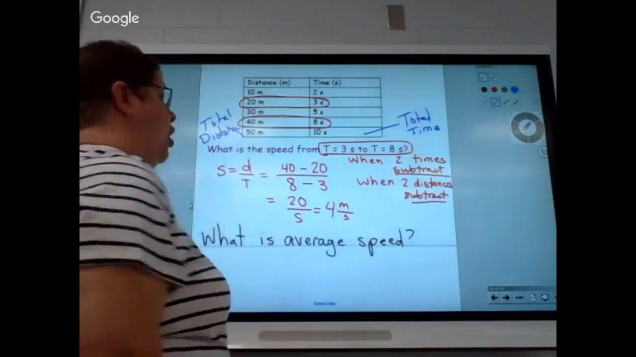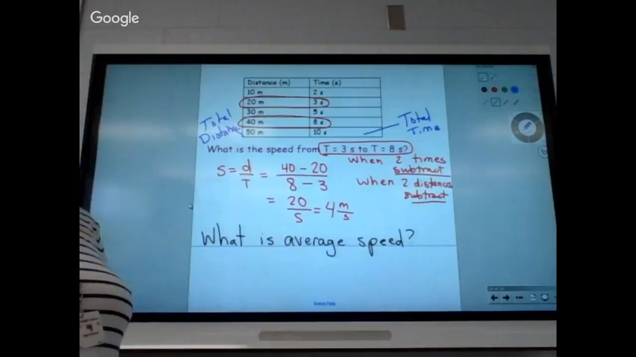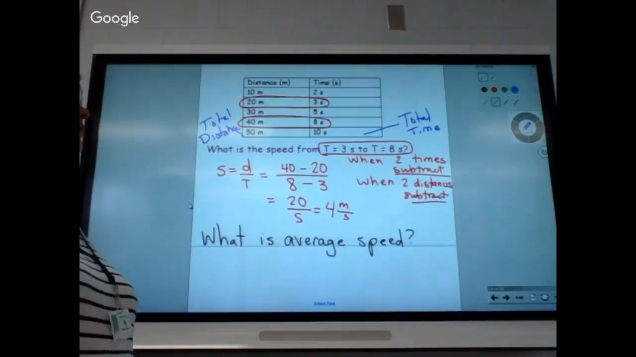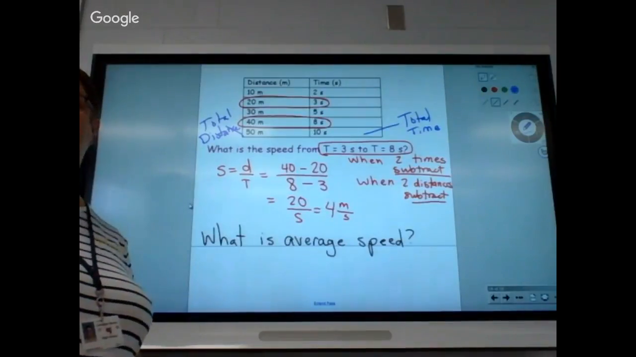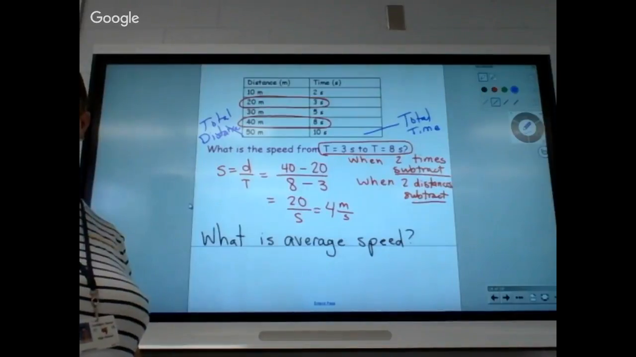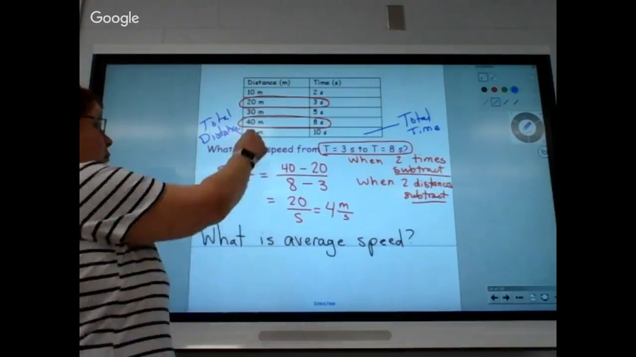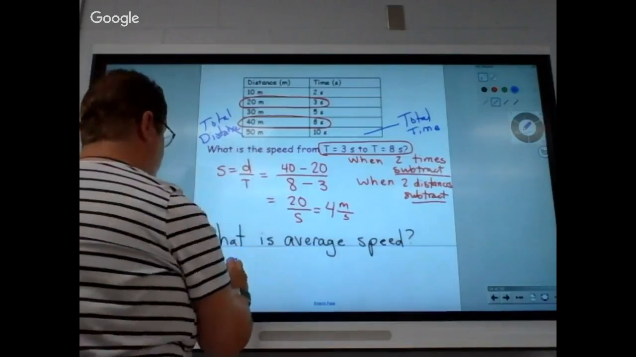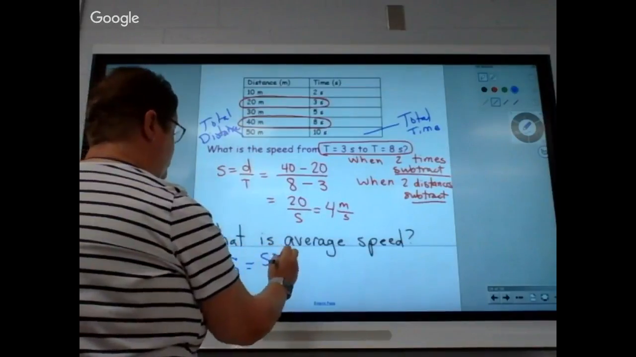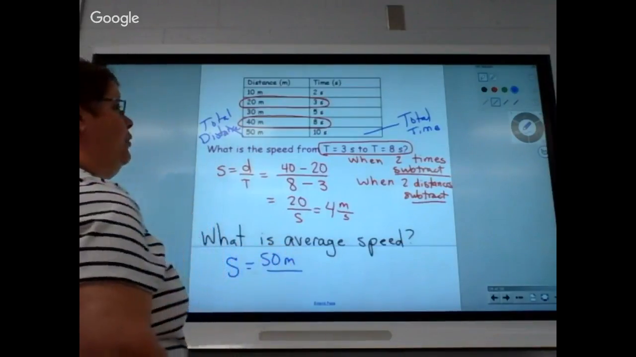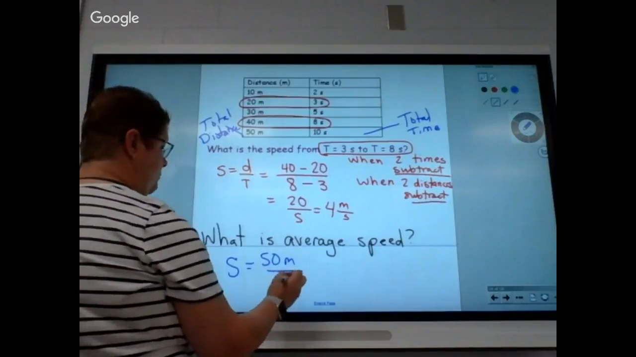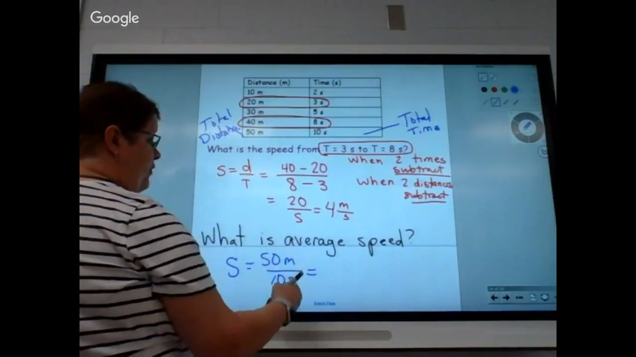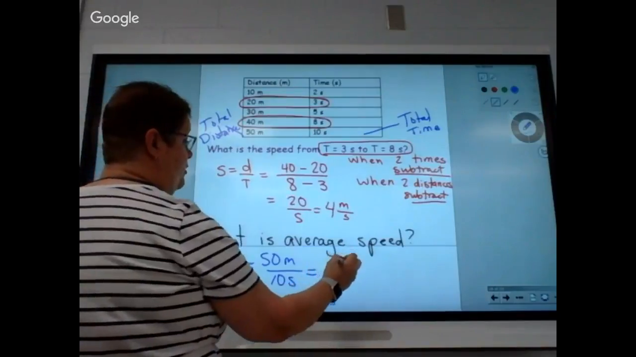Right there at the bottom of the chart. You don't have to add anything. So how far did Bree go when she ran? She ran how far? Her distance is 50 meters. And how long did it take her to do it? 10 seconds. So 50 over 10 is meters over seconds.